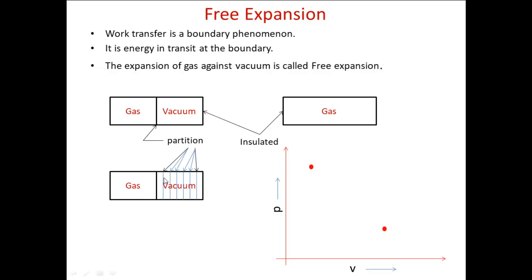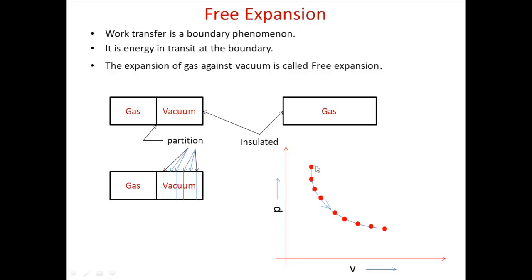When I remove the very first partition, the gas is going to occupy up to this volume. Its pressure is going to come down and volume is going to increase. Let us say I measure the pressure and volume and note them down in the PV diagram. Similarly, when I remove the second partition, I note down the corresponding pressure and volume. Similarly, I remove all the partitions one by one. So I can mark the pressure and volume in the PV diagram, and finally I will be able to identify the path followed by the system during this expansion process.